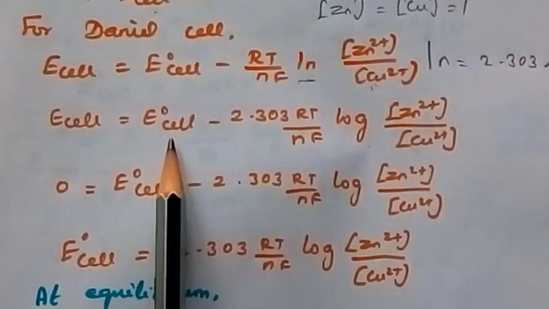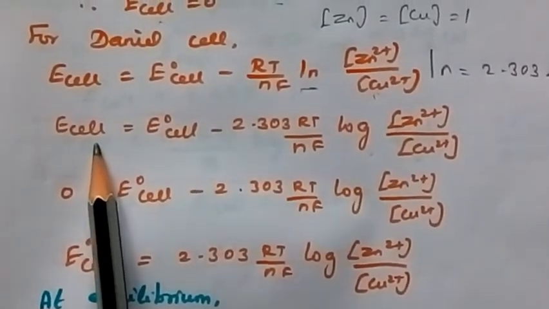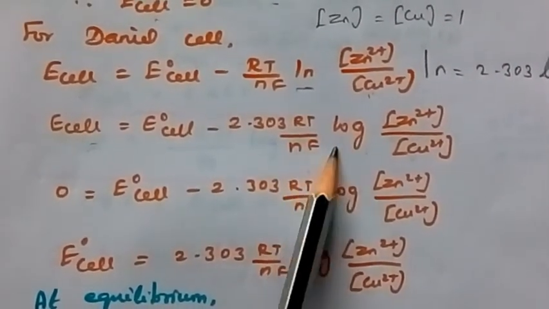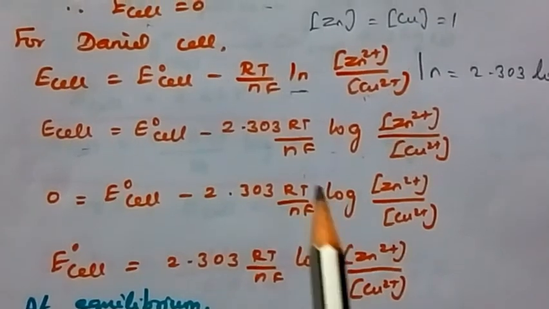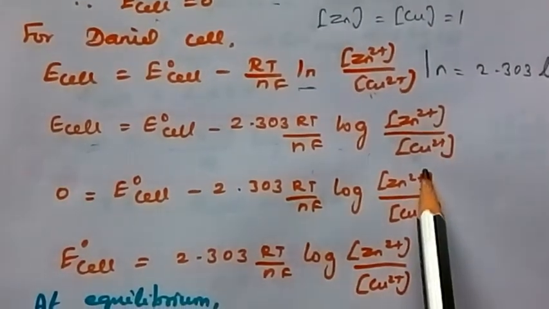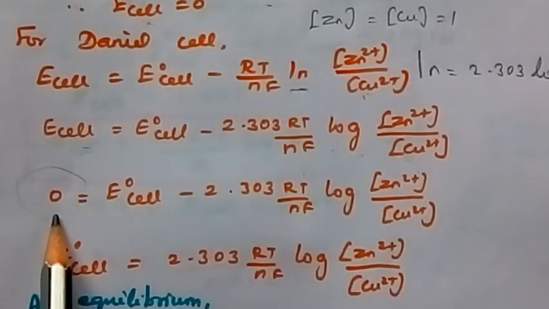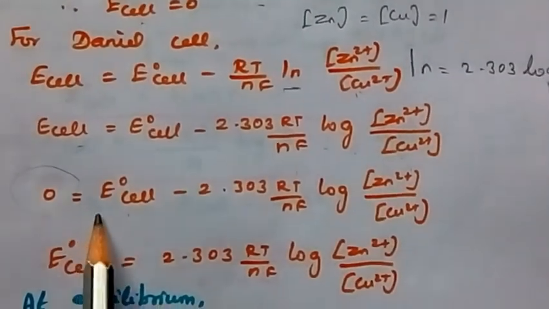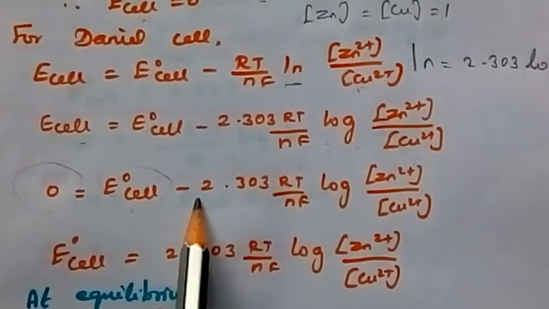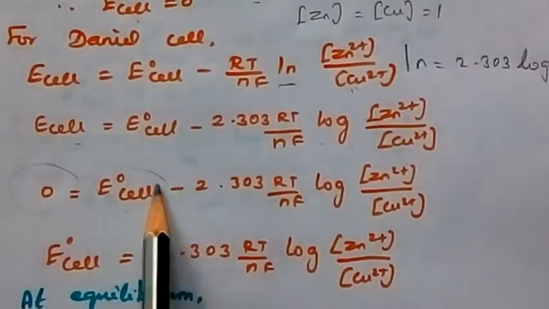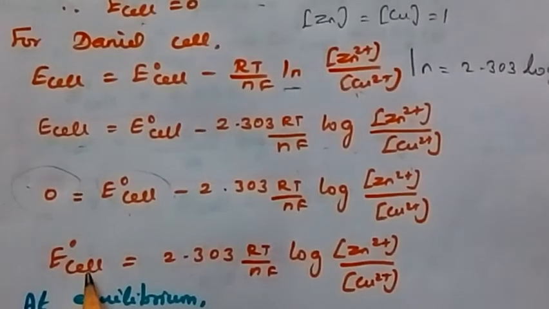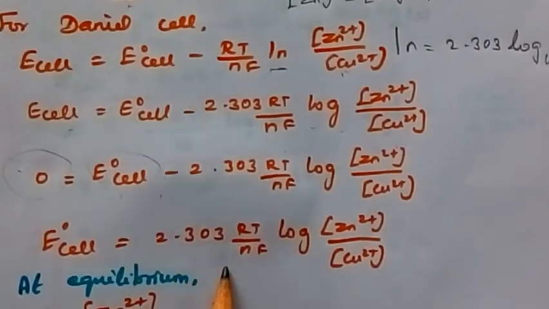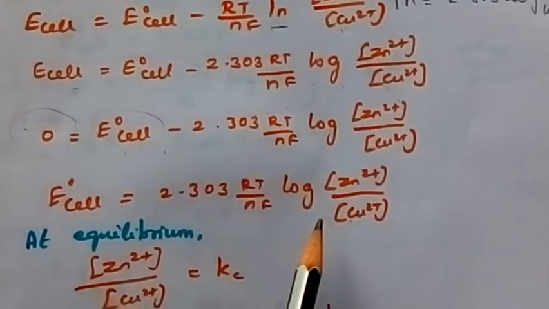So E of the cell, that is the EMF of the cell, is equal to E naught of the cell minus 2.303 RT by NF log of Zn2+ by Cu2+. At equilibrium, the EMF of the cell is equal to 0 now. So E naught of the cell is equal to, taking this side, minus becomes plus 2.303 RT by NF log of product concentration by reactant concentration.